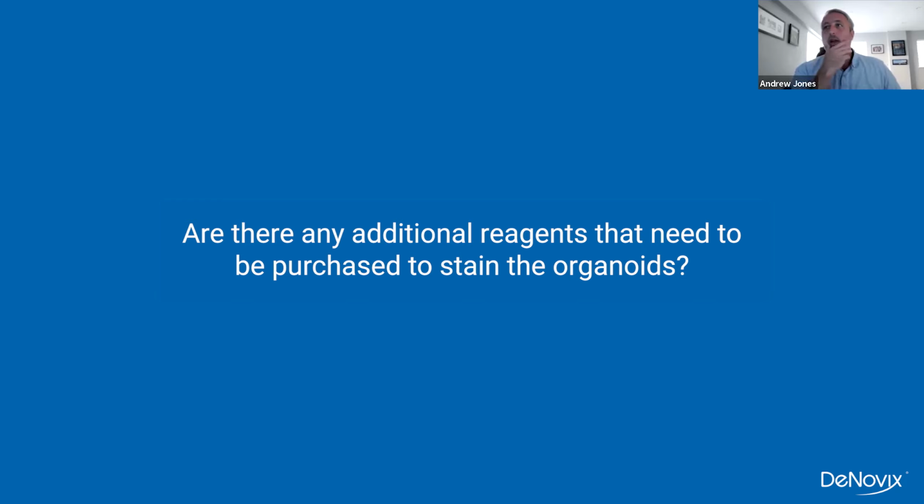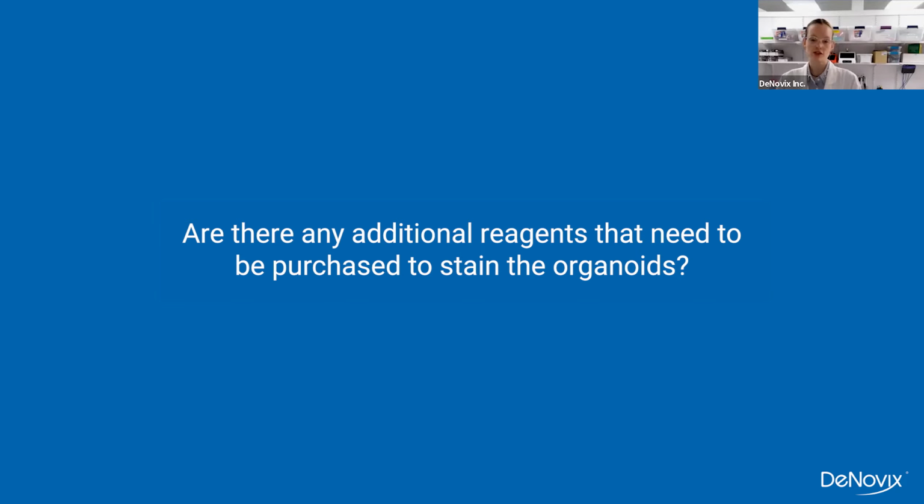Another question that's come in is whether there are any additional reagents that need to be purchased to stain the organoids. Nope. This is bright field based and there are no assays required. So you could take a sample from media and then just load it on the sample for counting.